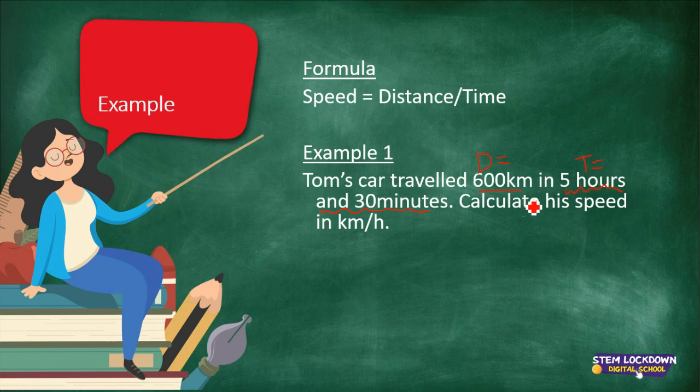Now they say calculate his speed in kilometers per hour. So that means step number one, rewrite what is given. So my distance, d for distance, is 600 kilometers. Then my time, t, is 5 hours and 30 minutes.